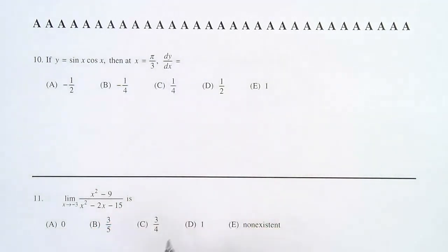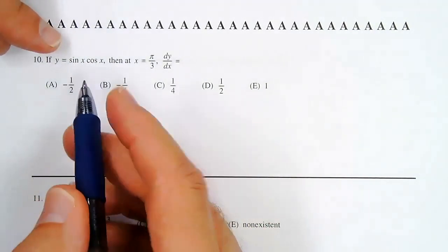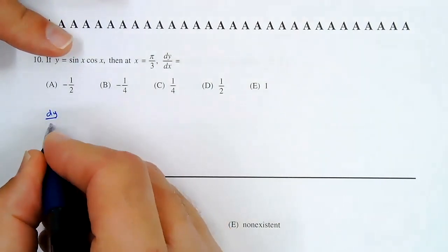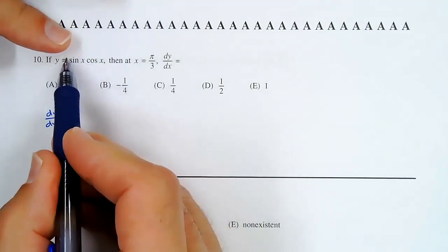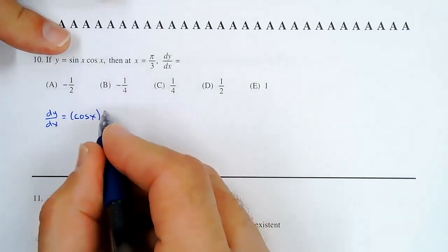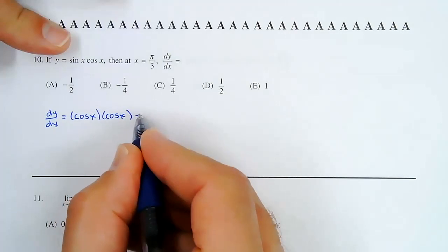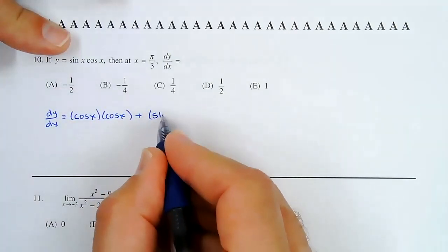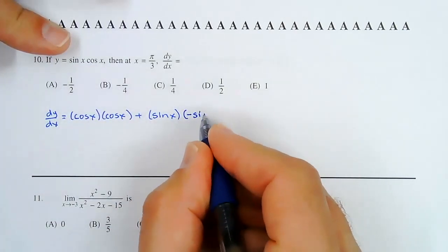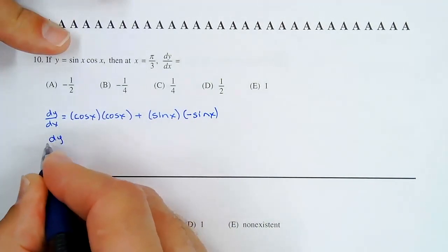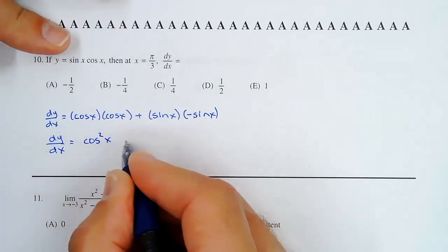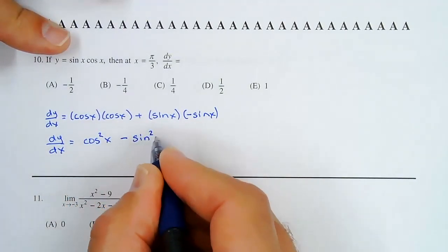So for number 10, if y equals sine x cosine x, then at x equals pi over 3, what is the derivative? So this is a product, so we're going to have to apply the product rule to this. So dy over dx is equal to the derivative of sine x, which would be cosine of x, times the second function, which is cosine x, plus the first function, which is sine of x, times the derivative of cosine of x, which is negative sine of x. So our derivative winds up being equal to cosine squared x minus sine squared x.